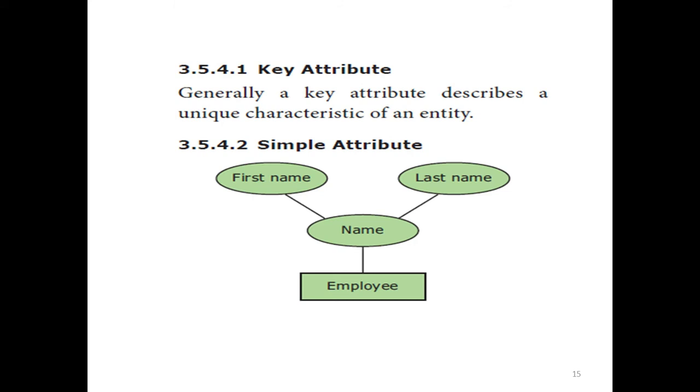And then key attribute. What is key attribute? Generally, a key attribute describes a unique characteristic of an entity. If you see the unique characteristic in the example, simple attribute, employee is a unique attribute. We simply say employee name, first name and last name. Simply, first name is your name, last name is your father name. Once again I repeat, in the simple attribute, the key attribute is employee name, first name and last name.